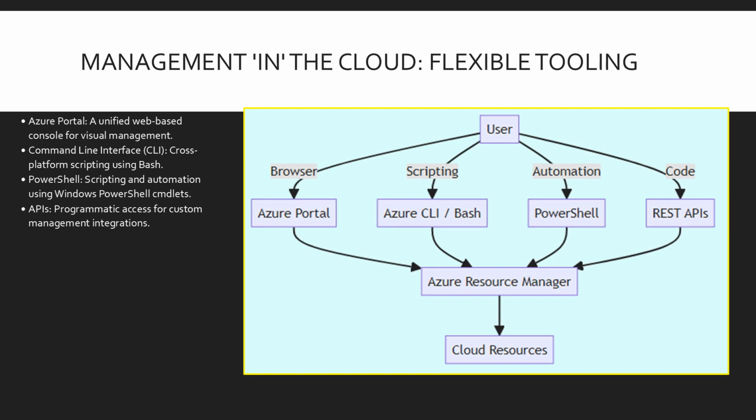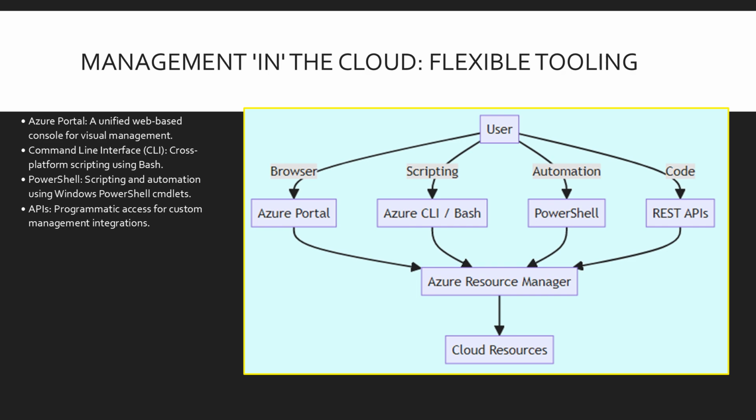Now we look at management in the cloud, which offers flexibility in how you work. For visual management, you have the Azure portal, a web-based console that lets you build, manage, and monitor everything from simple web apps to complex deployments. For those who prefer scripting, Azure supports both the Azure CLI, which uses bash commands, and Azure PowerShell, which uses cmdlets. These tools allow you to orchestrate complex actions, such as the routine setup and teardown of infrastructure, through repeatable scripts. Additionally, APIs allow you to programmatically interact with your resources, giving you ultimate control.